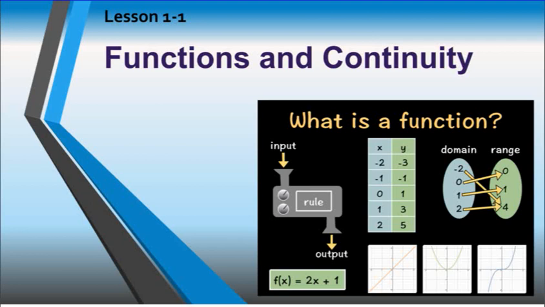So in a function, you're going to have this input. You're going to put something into a machine that you have here. And inside the machine, it's going to do something to the input. So we call that a rule. So it's either going to do some kind of operations on it, and then you get an output. And the output gives you a new product that came from the input.